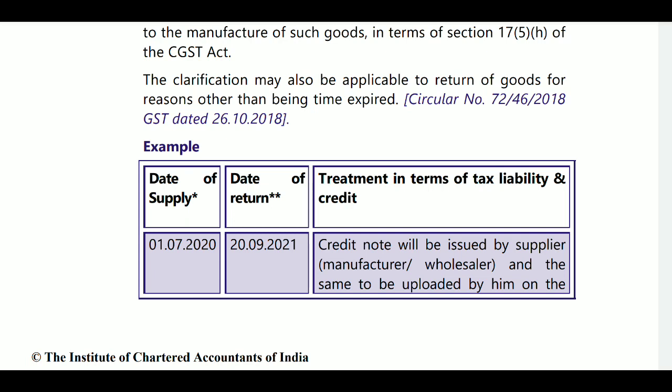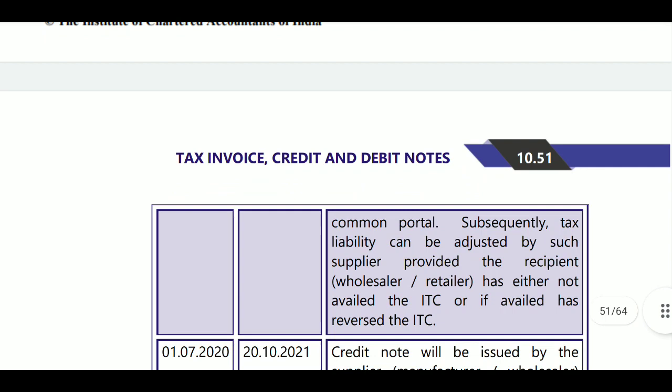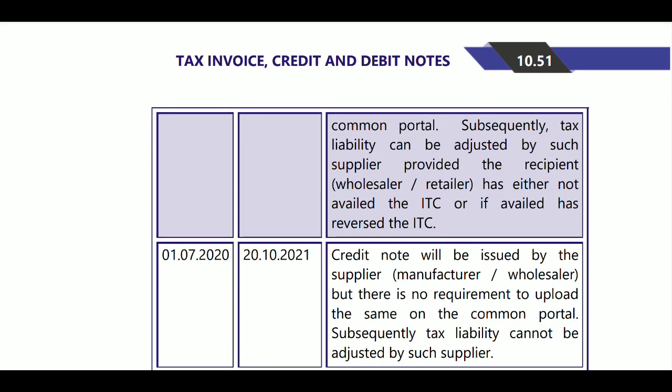Where goods are returned, a credit note will be issued by the supplier, and the same is to be uploaded by him on the common portal. Subsequently, tax liability can be adjusted by such supplier, provided the recipient has either not availed ITC, or if he availed, he must revert that ITC. Where you are providing a credit note, the recipient must not take the ITC, or if taken, must revert the ITC whenever you get the credit note.